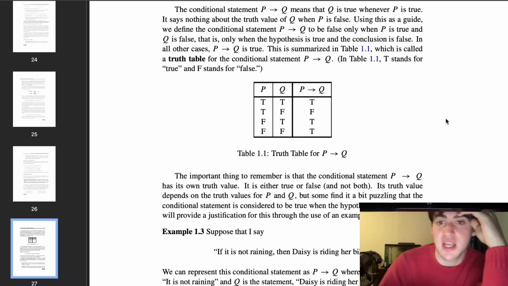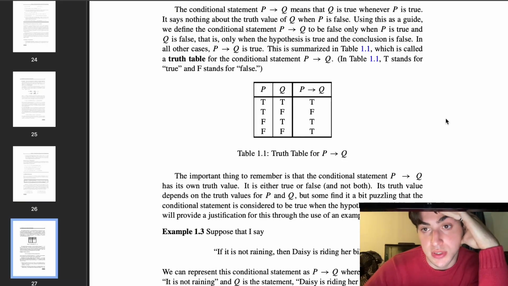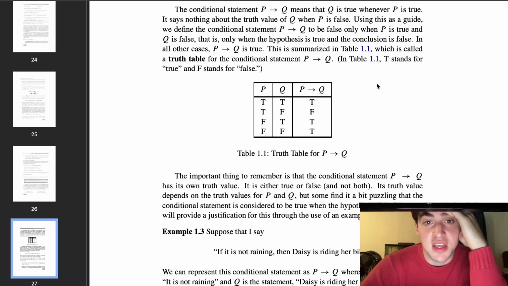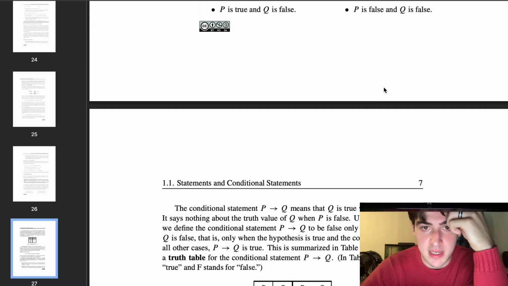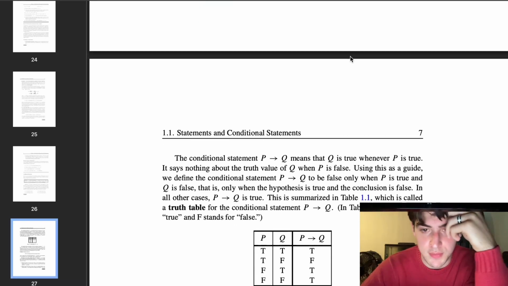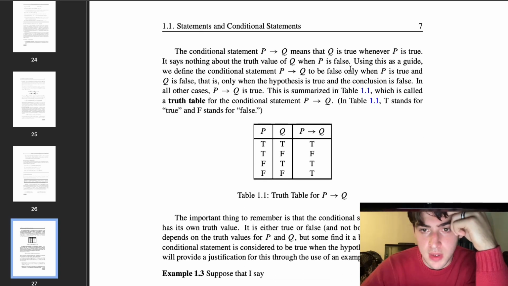Now, the conditional statement P arrow Q means that Q is true whenever P is true. It says nothing about the truth value of Q when P is false. Okay, good. So we got that right. Using this as a guide, we define the conditional statement P arrow Q to be false only when P is true and Q is false. So that would be, yep, P is true and Q is false. Okay, cool. So we got that right too. That is only when the hypothesis is true and the conclusion is false. In all other cases, P arrow Q is true.